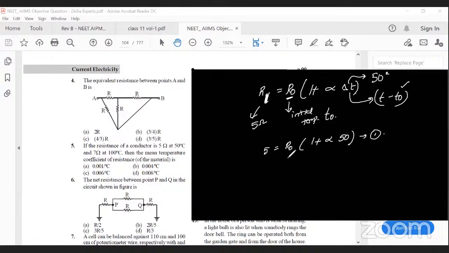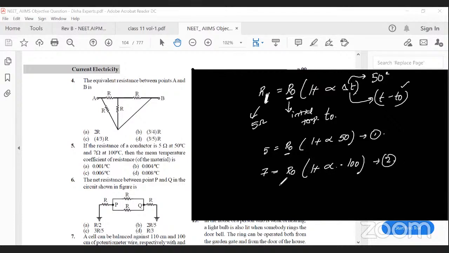Second equation is the same initial temperature, but the temperature varies, so the resistance varies. So can we say 7 is equal to R0 into 1 plus alpha into 100? I'll take this one as the second equation.